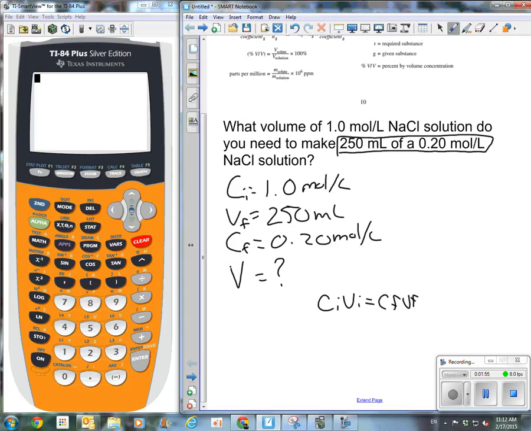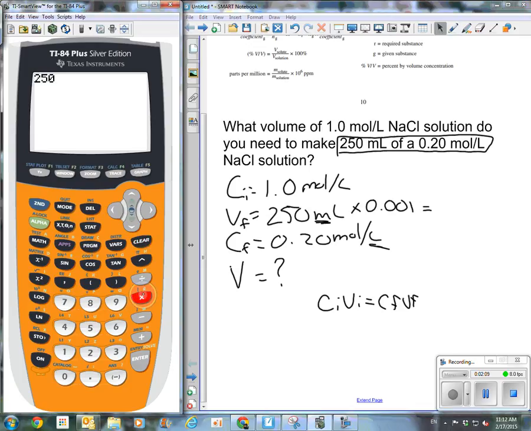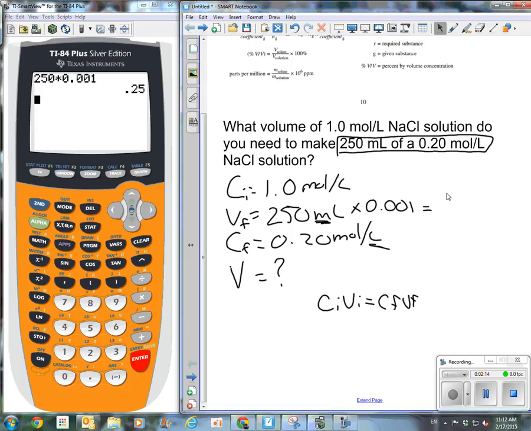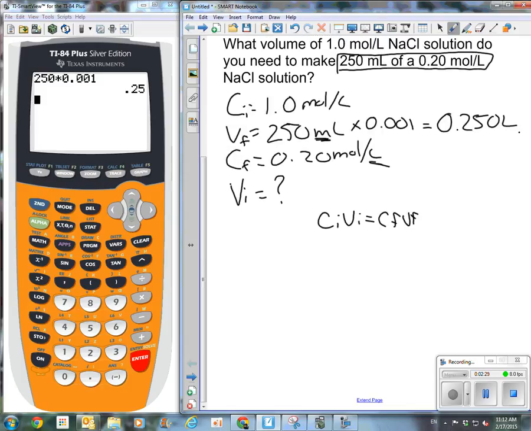Now I would also notice at this point that I have milliliters and liters, okay, so I'm going to go back to page 1, and I would notice that I have to multiply this by a factor of 0.001, okay, and that would get me, so 250 times 0.001 gives me 0.250 liters, okay, so I have to use liters. All right, so now the question is asking me, oh, sorry, so this is the final volume. The question is asking me for the initial volume, because that's the only one left.